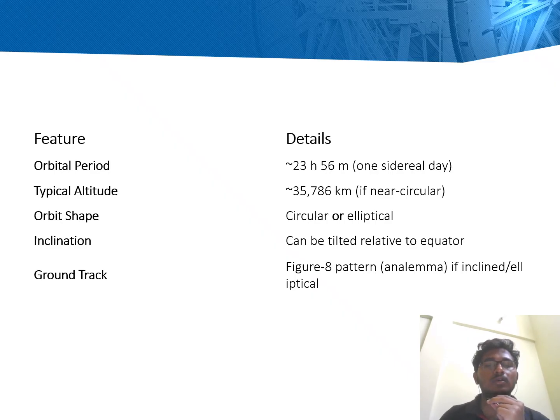Here are the features of the GSO. Orbital period is approximately 23 hours 56 minutes, like GEO, and typical altitude is approximately 35,786 kilometers. Orbital shape is circular or elliptical, maybe both. Inclination can be tilted relative to the equator. Ground track: figure 8 pattern.